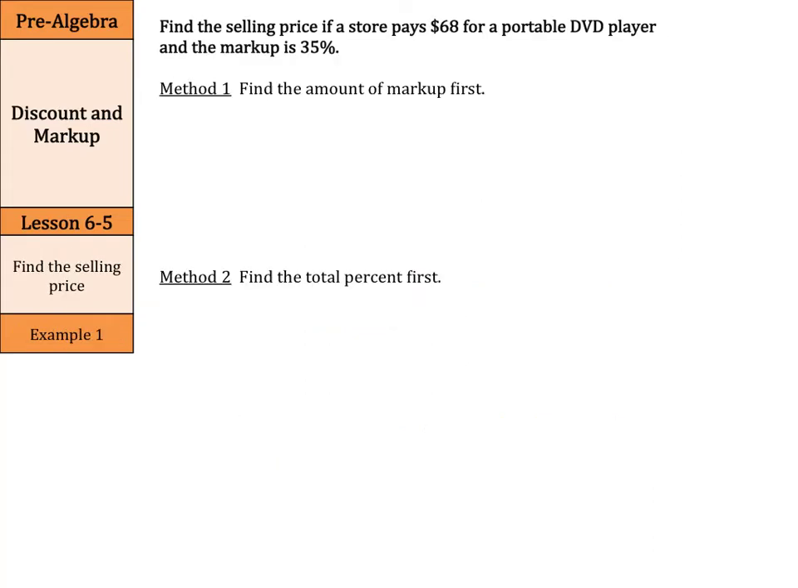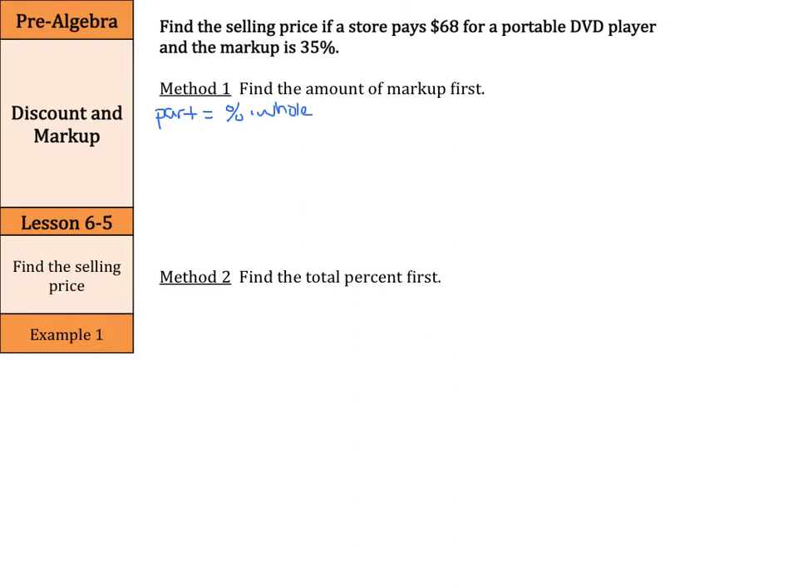In our first example, we are going to find the selling price. So find the selling price if a store pays $68 for a portable DVD player and the markup is 35%. Now we're going to use our percent equation on these questions. So remember, our percent equation was part equals our percent times the whole.